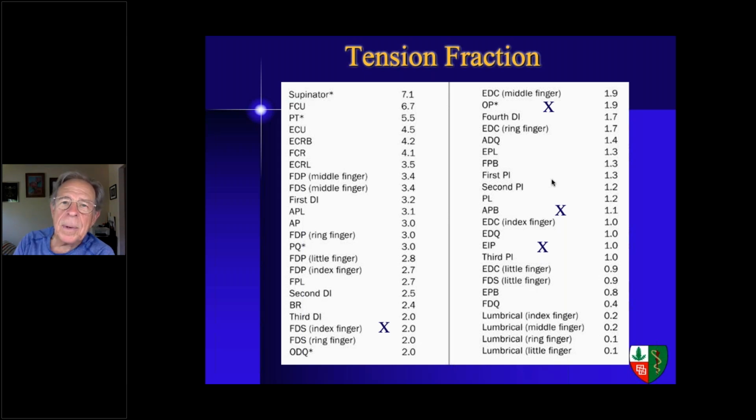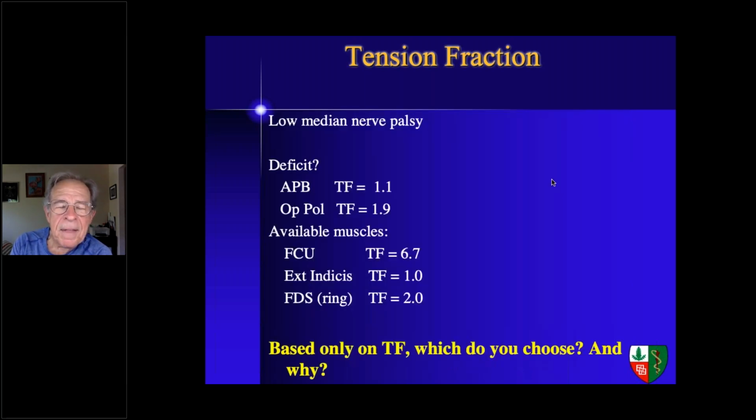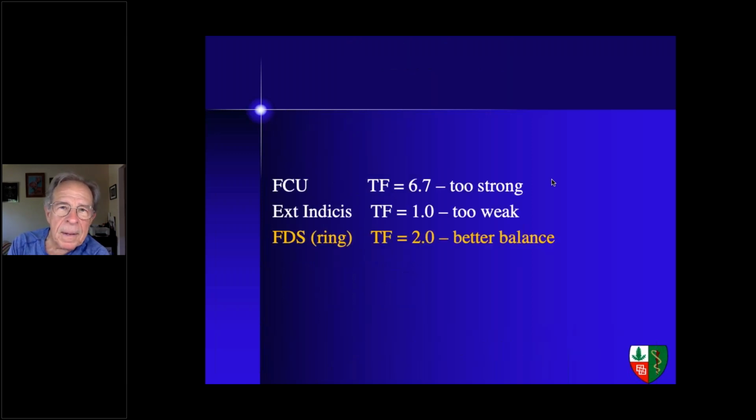And if we start looking around, we can look at the extensor indicis proprius, and we can see that its tension fraction is 1. Flexor carpi ulnaris is working. Its tension fraction is much greater than what we need. We wouldn't want to necessarily use that because that might cause an imbalance. On the other hand, the FDS to the ring finger, an expendable muscle, has a tension fraction that more closely represents what we need. So I think the FCU is too strong, the extensor indicis is too weak based upon Brand's tension fractions, and the FDS to the ring is a better balance.